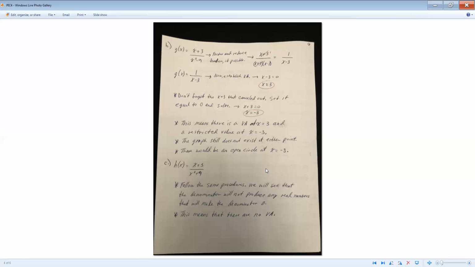Last one, dealing with vertical asymptotes. If I have x plus 3 over x squared plus 9, I follow the same procedures. Take x squared plus 9, set it equal to 0, try to solve. Once I do that, I will recognize that the solutions I would get would be imaginary, since I would not get any real solutions from setting the denominator equal to 0. That means I would have no vertical asymptotes. Proceed.